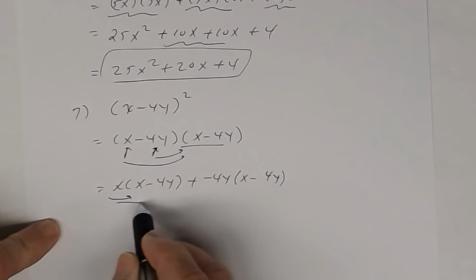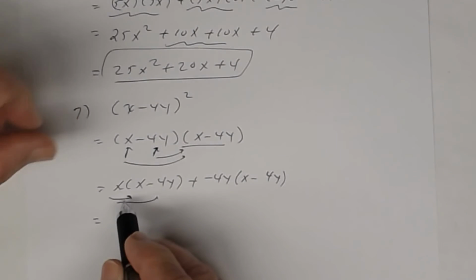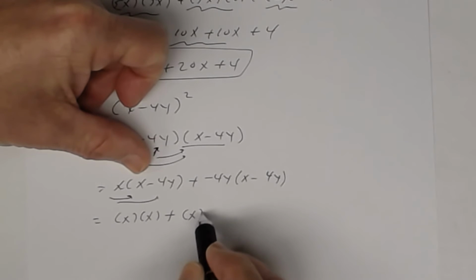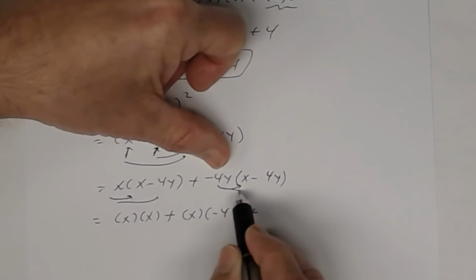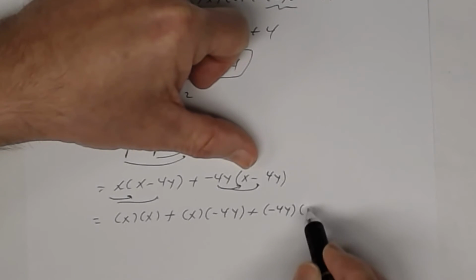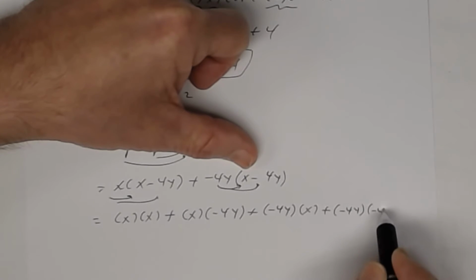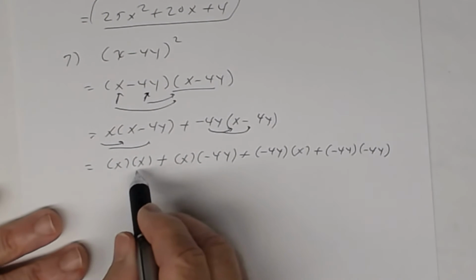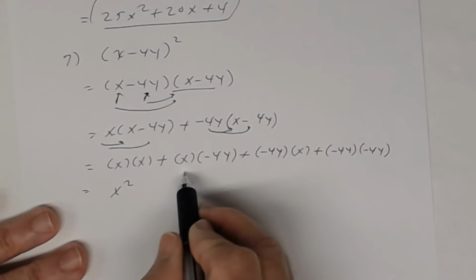Now using the distributive property, every term in here has been multiplied by x. So you're saying x times x plus x times a negative 4y. And then go ahead and do the same thing here, distribute. So you have a negative 4y times x plus a negative 4y times a negative 4y. Okay? Now let's go ahead and simplify each of these products. So x times x is x squared.